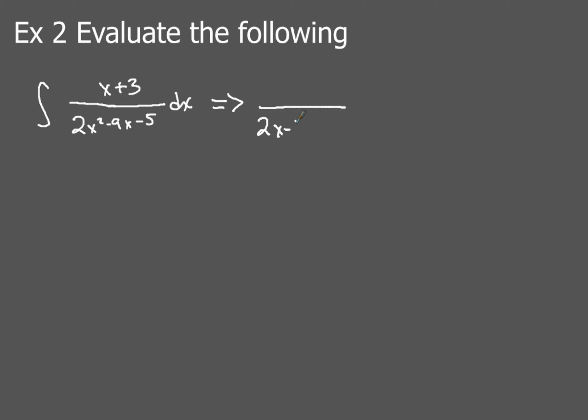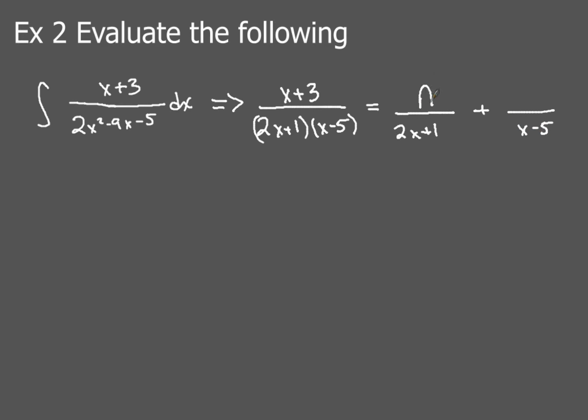So that's going to factor into (2x plus 1) and the other factor is going to be (x minus 5). So that's going to be what our denominator will factor into. So it's x plus 3 in the numerator, and to get the x plus 3, we're going to have to add up two other fractions. And then for the denominators, one of them is going to be 2x plus 1, and the other one is going to be x minus 5. So those are going to be our two denominators.